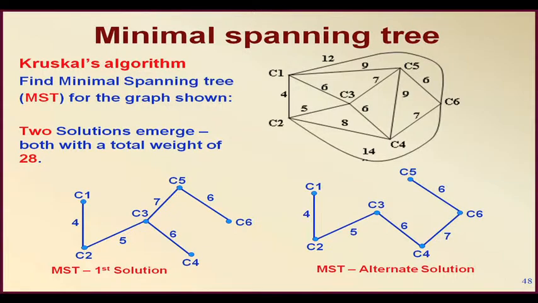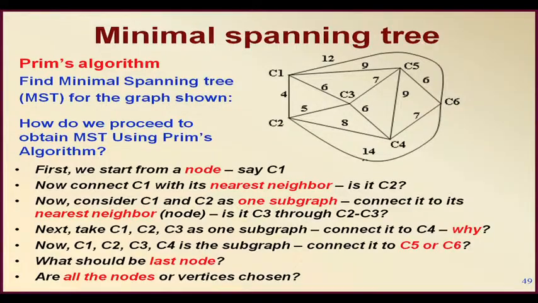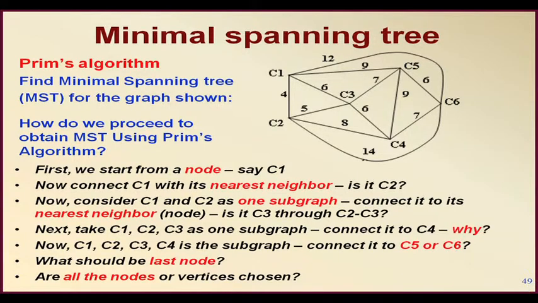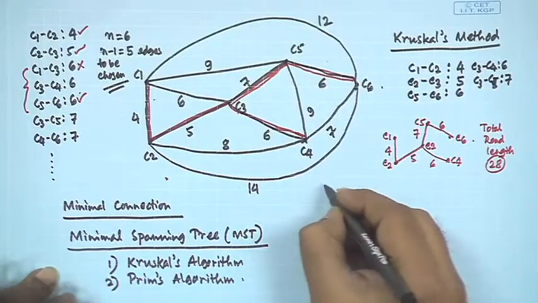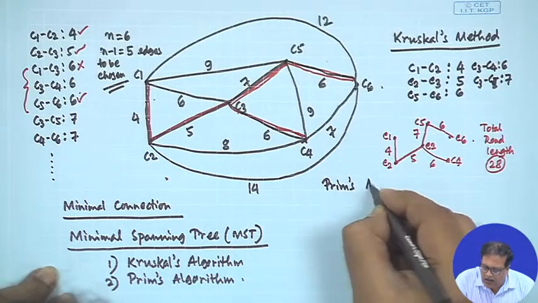Now look at the second method, which is more popular for computer based systems, that is called Prim's algorithm. In Prim's algorithm, it is a node based method. So what we do? We first start with a node, let us say C1. Now in C1 we have to see what is its nearest neighbor. So this is the Prim's algorithm.